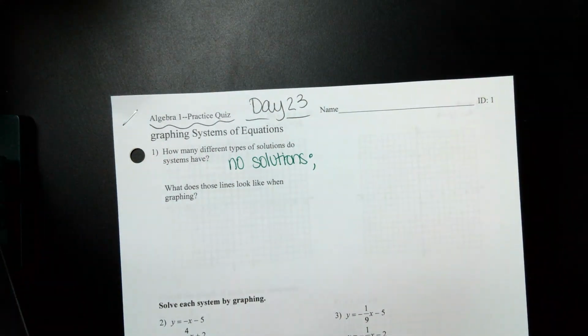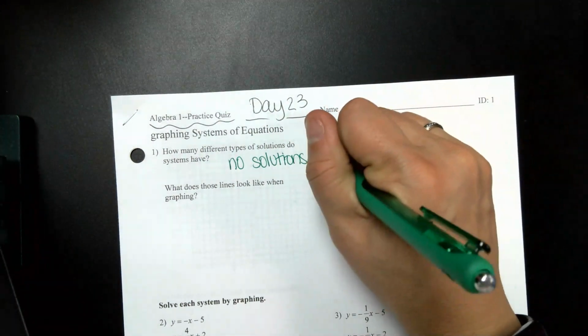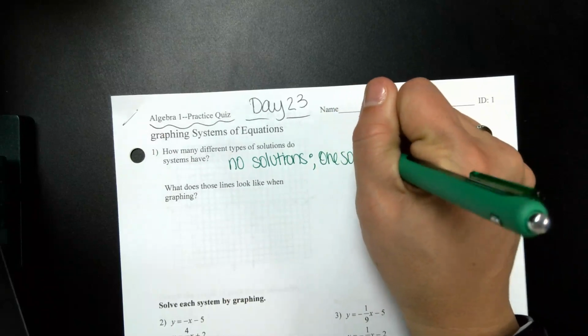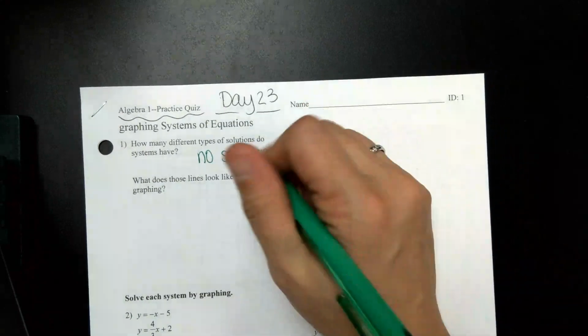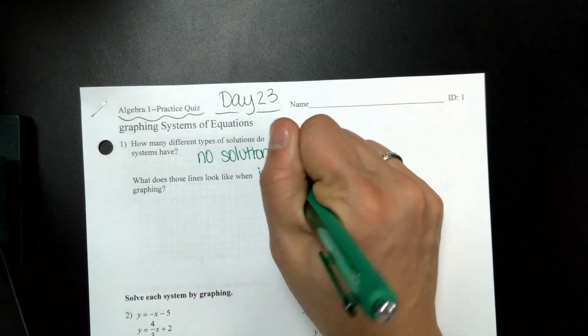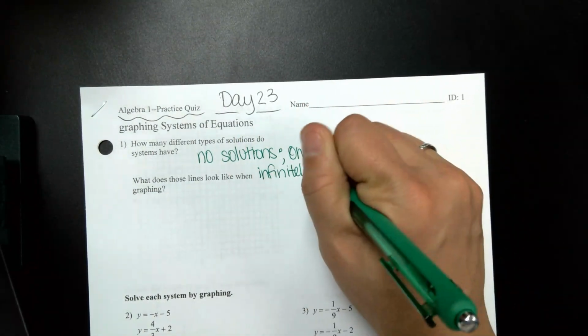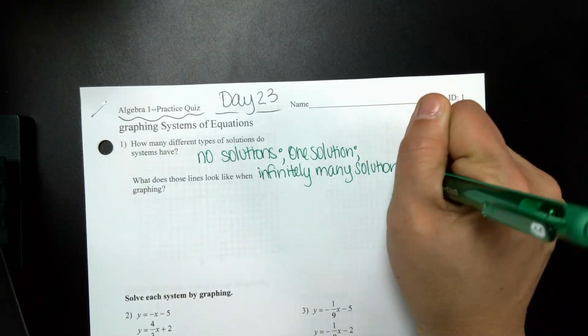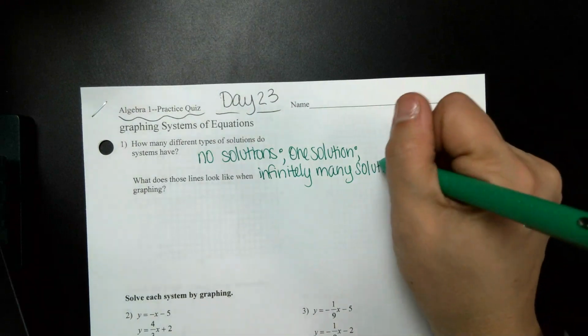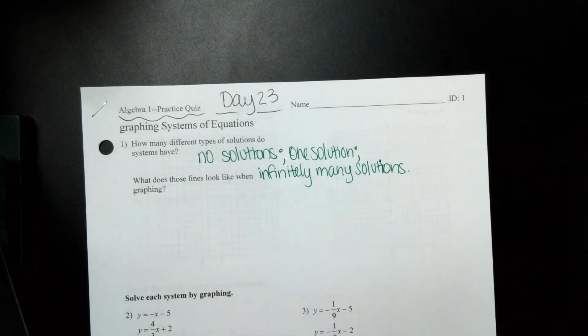If the two lines do cross each other, then there's one solution. And then if the two lines are exactly the same, you have infinitely many solutions. So those are your possible answers as far as how many solutions you can have.